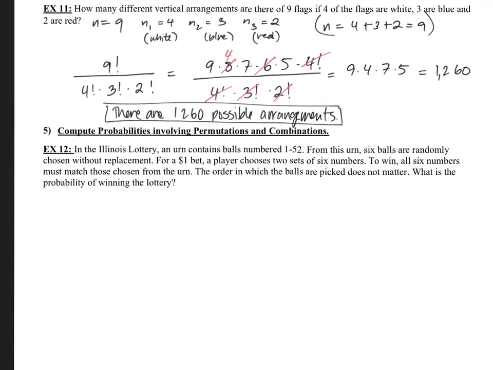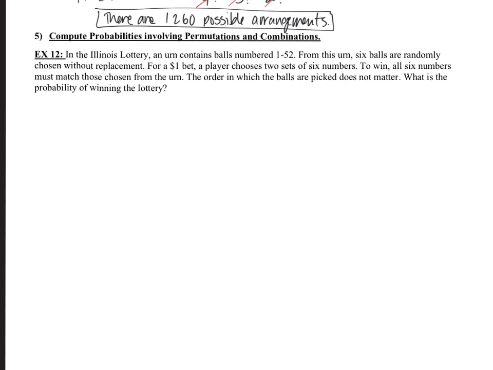Okay, let's take a look at Objective 5, which is the last objective for this section. So compute probabilities involving permutations and combinations. Alright, so example 12. In the Illinois lottery, an urn contains balls numbered 1 through 52. From this urn, 6 balls are randomly chosen without replacement. For a $1 bet, a player chooses 2 sets of 6 numbers. To win, all 6 numbers must match those chosen from the urn. The order in which the balls are picked does not matter. What is the probability of winning the lottery?